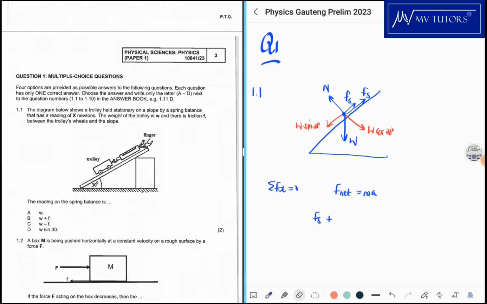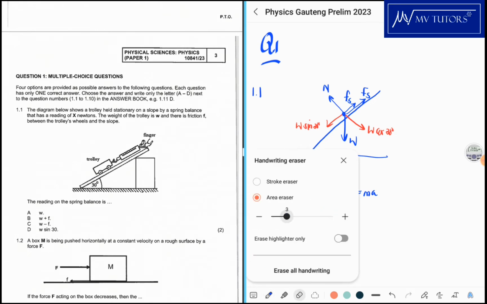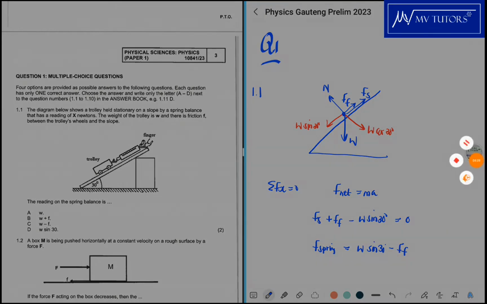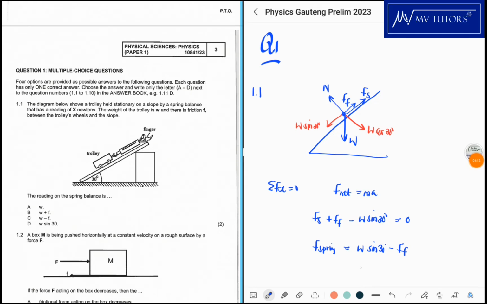Okay, so this is the force of friction, and I'm going to subtract my weight component on the parallel side, and that's equal to 0. Now, the force of the spring, that will be, instead of X, it will actually be the weight sine 30 minus the force of friction. So this is what X is equal to.